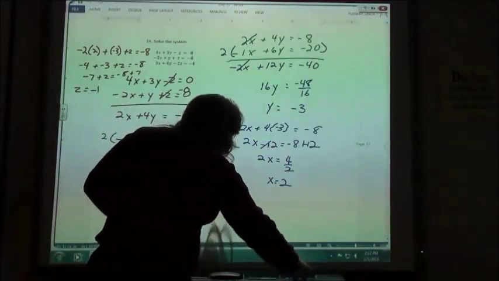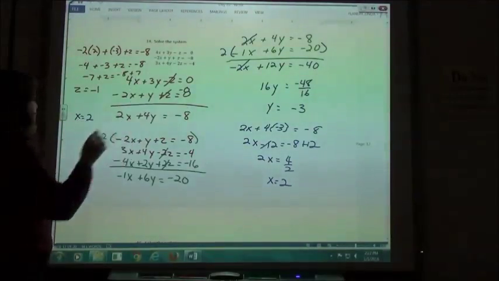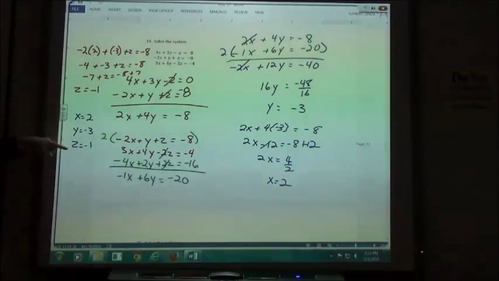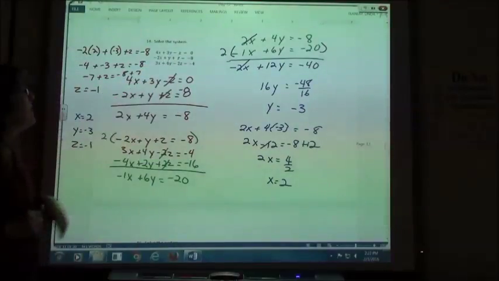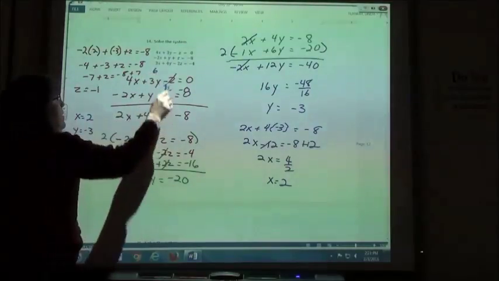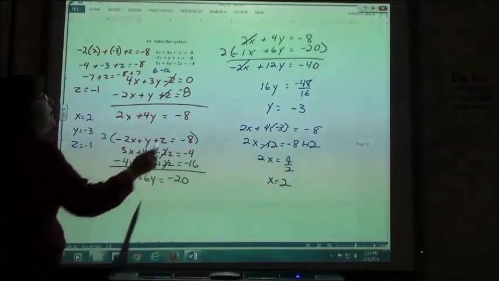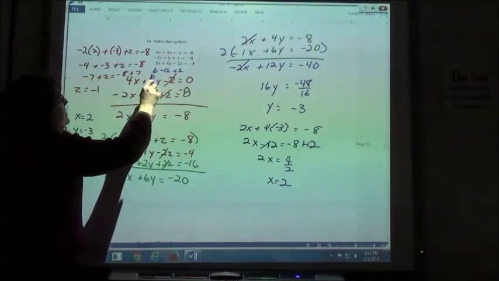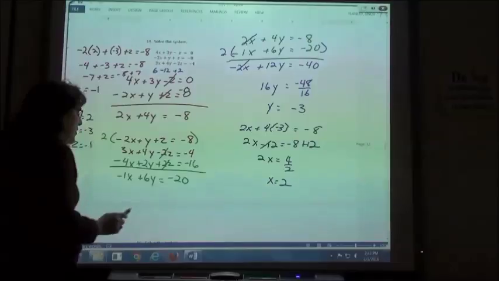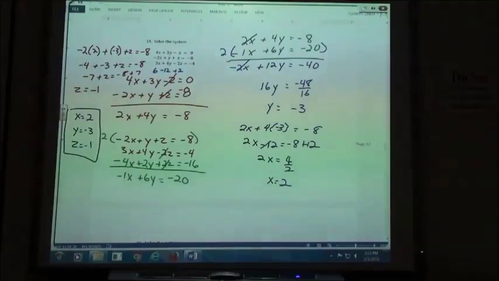So what I came up with is x equals 2, y equals negative 3, and z equals negative 1. Again, just to double check myself, I'm going to plug it into my bottom equation and see if it works out okay. So 3 times 2 would be 6. 4 times negative 3 would be minus 12. Negative 2 times a negative 1 is a plus 2. 6 minus 12 is negative 6. Negative 6 plus 2 is negative 4. Yep, that checks out okay. So those must be my solutions. 2, negative 3, and negative 1.